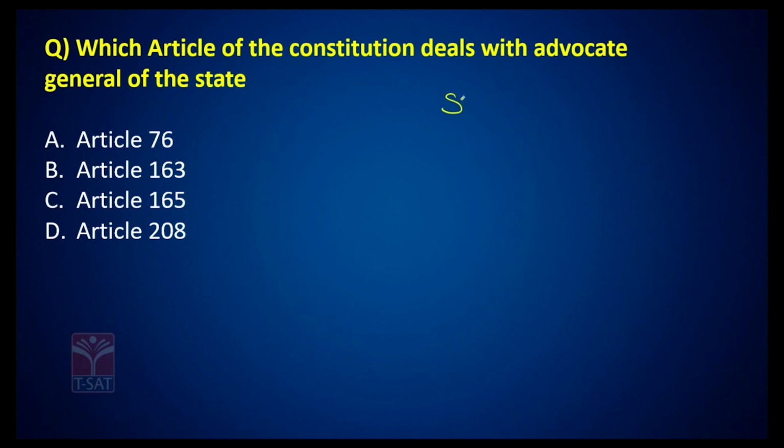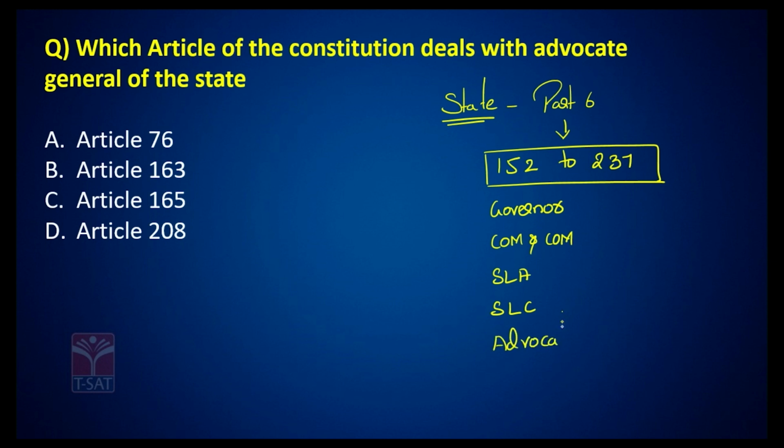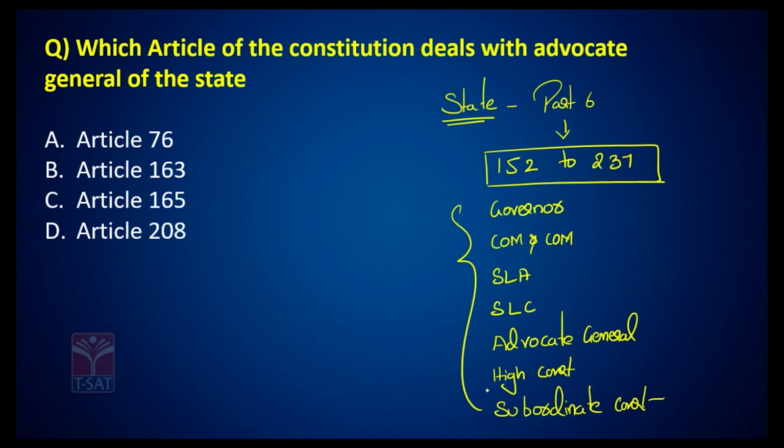See, the state is discussed in Part 6 of the Constitution from Article 152 to 237. As part of Article 152 to 237, it consists of the governor, the Council of Ministers and CM, the State Legislative Assembly, the State Legislative Council, the Advocate General, the High Court, and the subordinate court. So these are discussed in Part 6 of the Constitution. Now I am talking about the Advocate General.